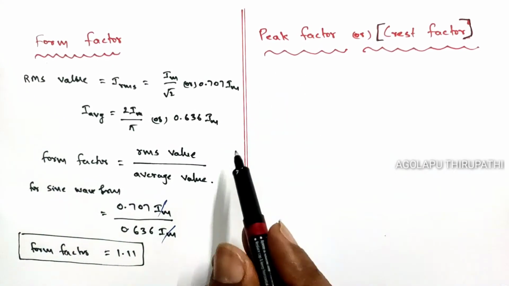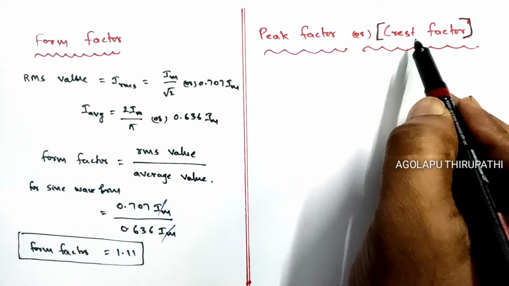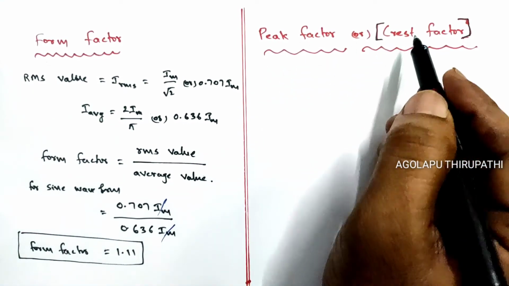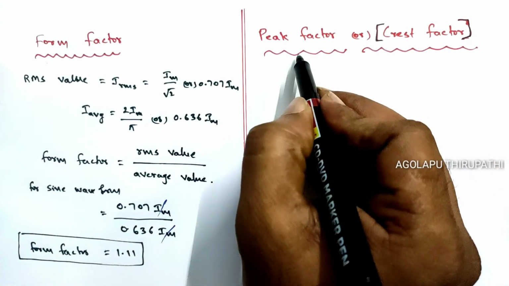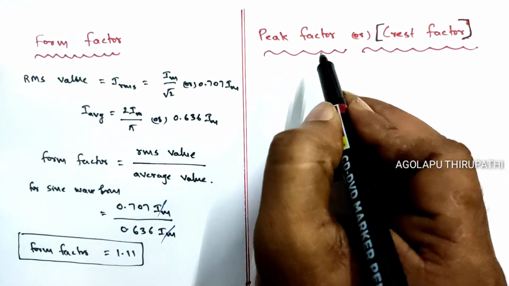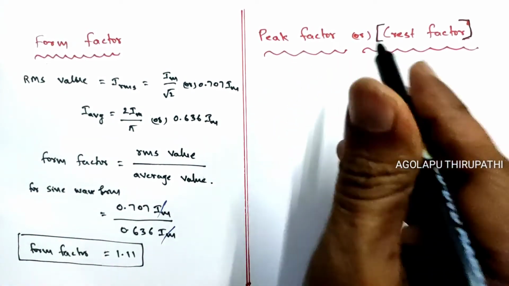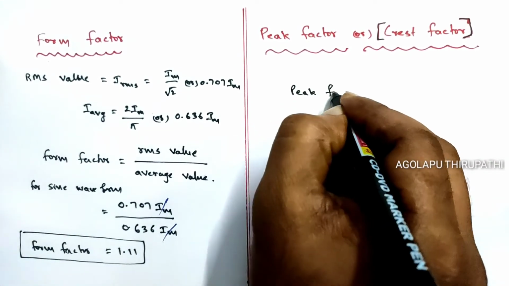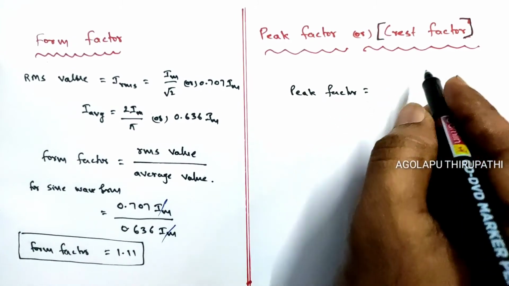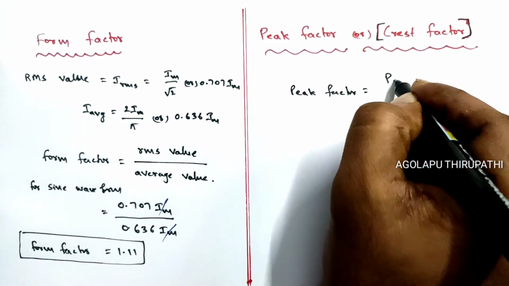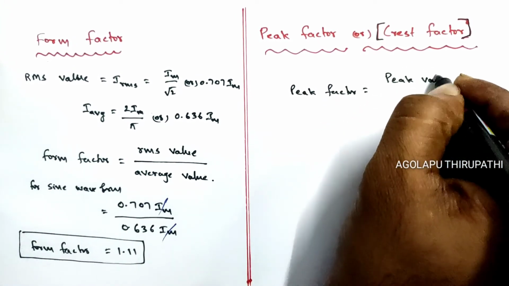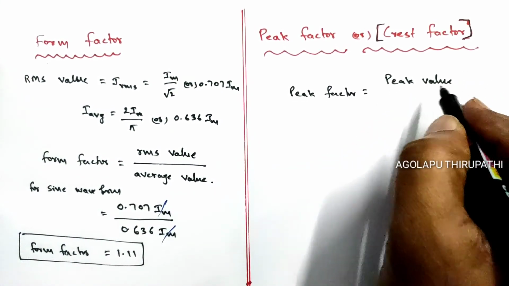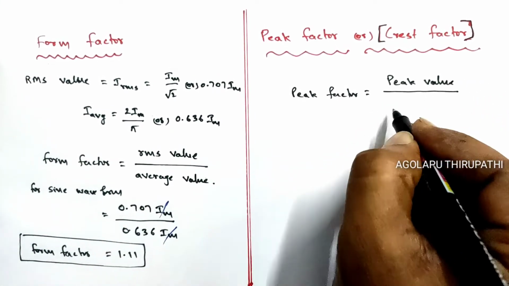Now coming to the peak factor, it is also called as crest factor. So now coming to the definition, peak factor is the ratio of peak value to the RMS value. What is the peak factor? Peak factor is equal to the ratio of peak value, peak value is nothing but maximum value, to the RMS value.